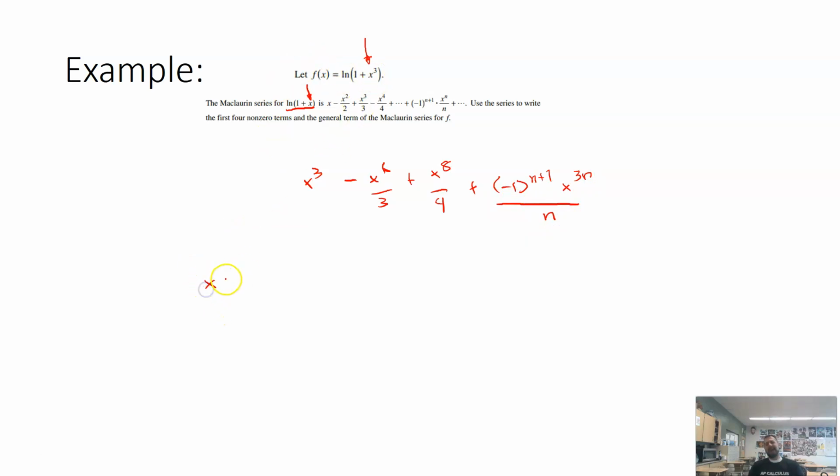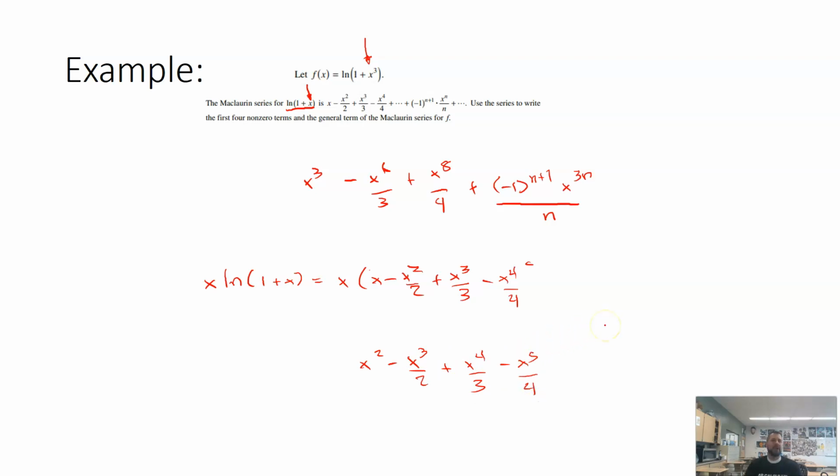But let's say I ask, what is x times the ln of 1 plus x? Well, I know that the ln of 1 plus x is this one right here. So I would just have x times each of those: x minus x squared over 2 plus x to the third over 3 minus x to the fourth over 4. So I would just multiply the x in there, and I'd get x squared minus x to the third over 2 plus x to the fourth over 3 minus x to the fifth over 4.